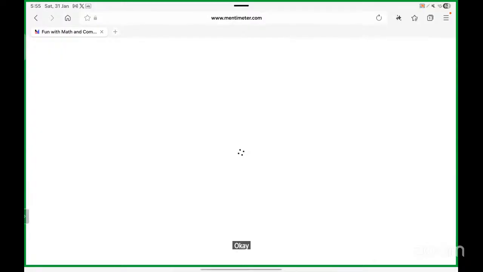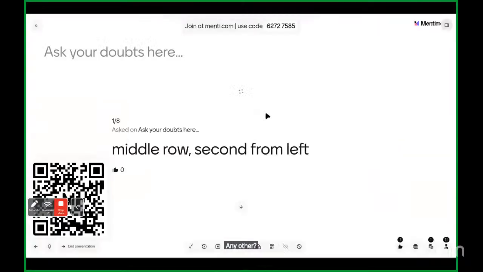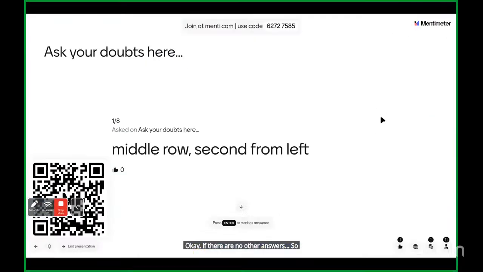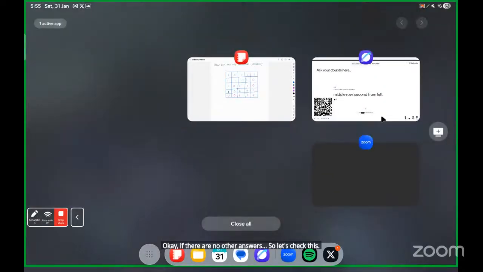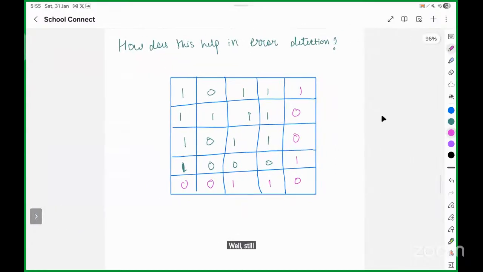Okay, one of the answers is this: middle row and second from left. Any other? Okay. If there are no other answers, let's check this. But still, if you have any answer, you can write it there. And let's verify this also.